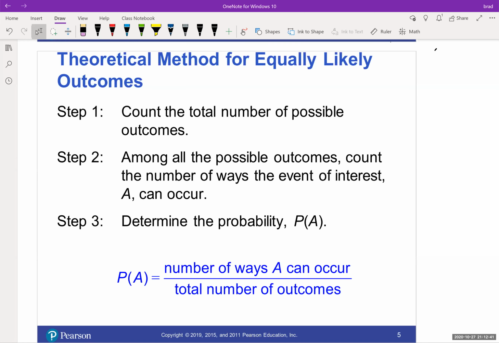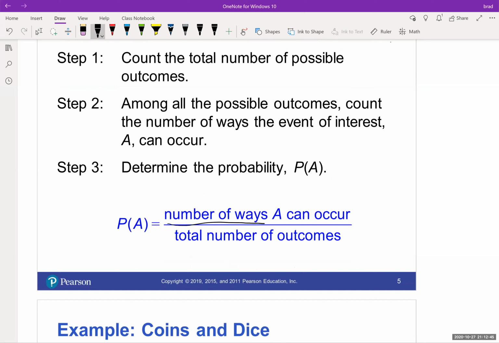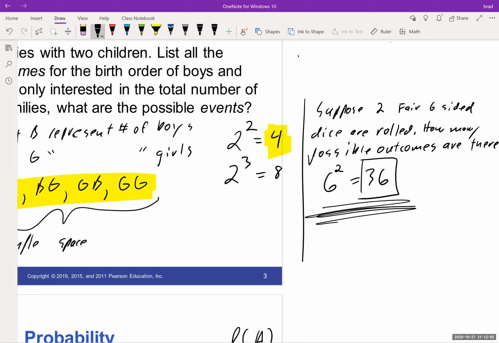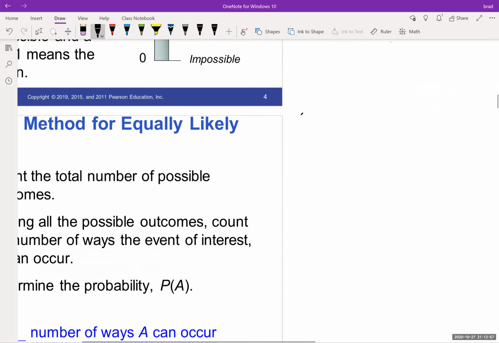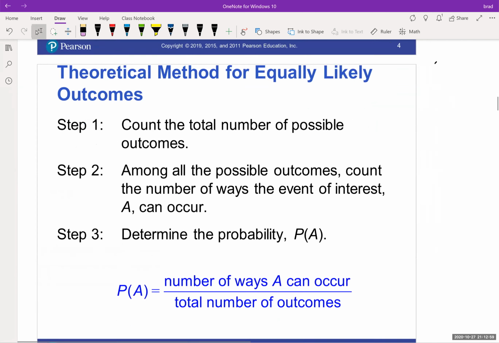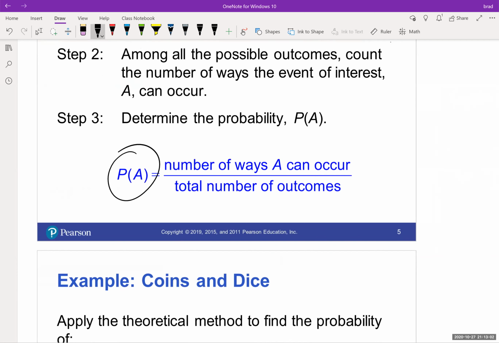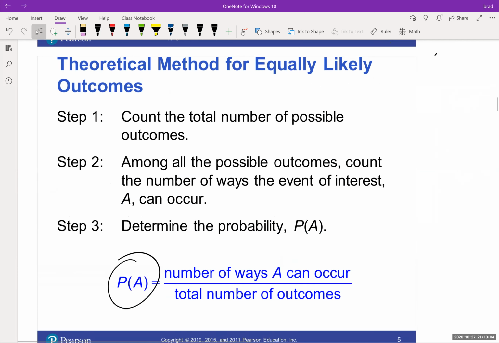And then it says determine the probability of A. So here's the formula they give us: the number of ways A can occur divided by the total number of outcomes. So that's why I wanted to reiterate up here that this is how you can find the total number of outcomes, or the sample space, easily. So this formula is the probability of event A, and this is our theoretical method for equally likely outcomes, okay?